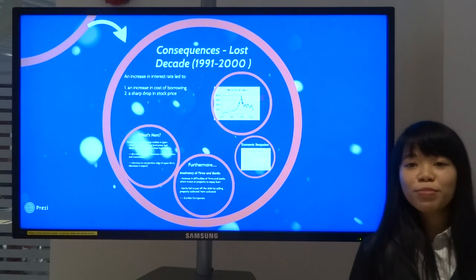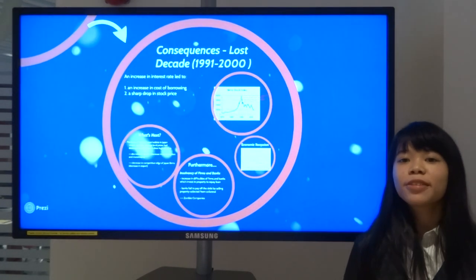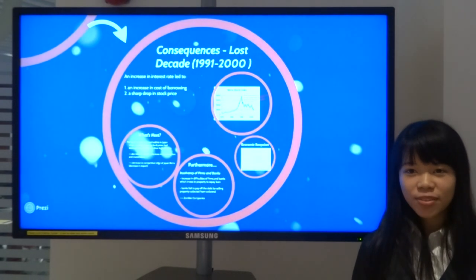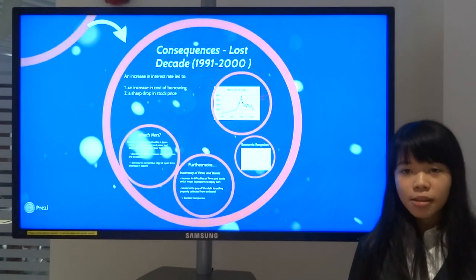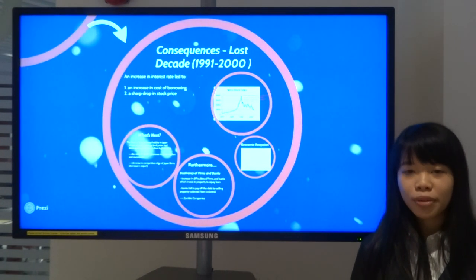As the asset bubble burst in 1989, Japan was under a great recession. The period from 1991 to 2000 was known as the lost decade. The Bank of Japan tightened monetary policy so as to suppress the rising asset price. This marked the outbreak of the crisis.